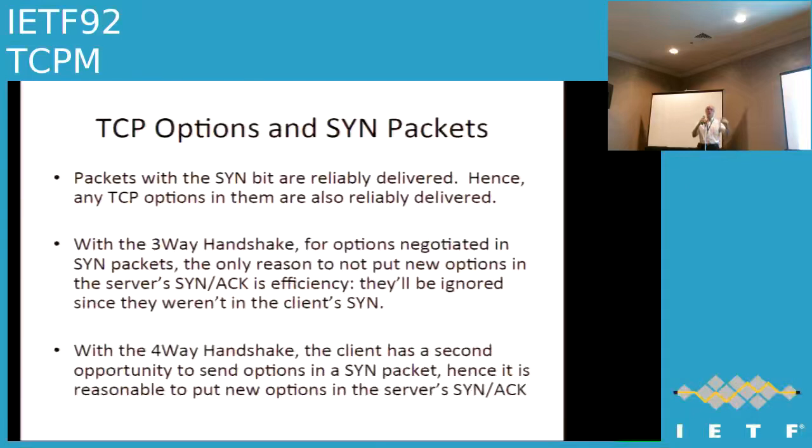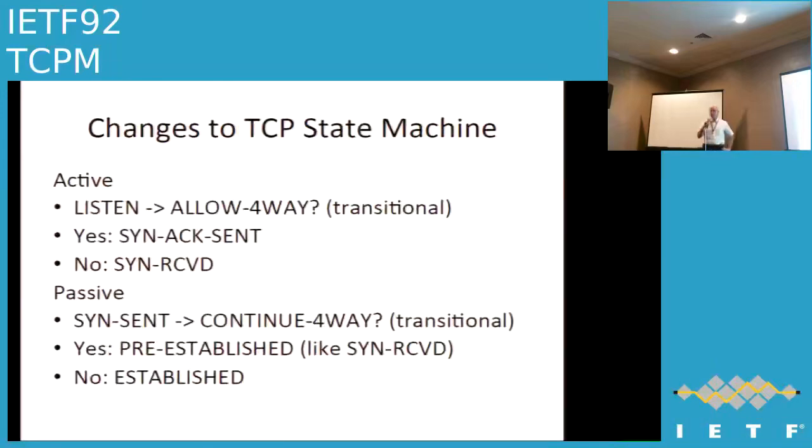And that's the key point, is that the TCP 4-way allows the additional options that did not fit in the initial client SYN to be continued to be negotiated in this second SYN-ACK that the client sends. And that's really the crux of the whole point of this document. There are some changes to the TCP state machine to support this. You're not forced to use the 4-way. You only use the 4-way handshake if you need to use it.